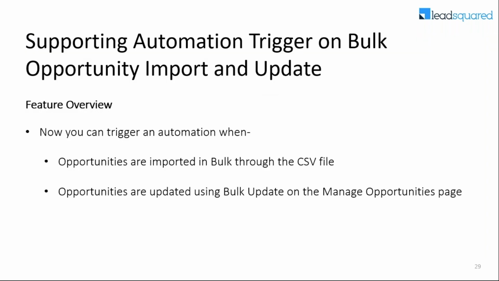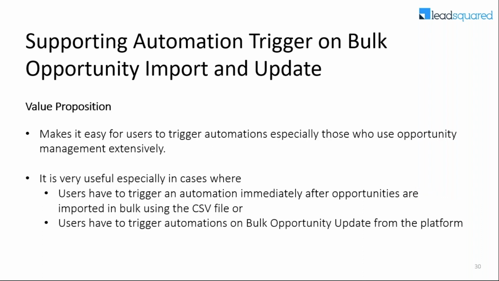Let's look at the next feature, which is supporting automation trigger on bulk opportunity import and update. Now you can trigger an automation when opportunities are imported in bulk through a CSV file, or opportunities are updated using bulk update on the manage opportunities page. The value of this feature is that it makes it easy for users to trigger automations, especially those who use opportunity management extensively. Again, it was a very requested feature by our opportunity management customers.